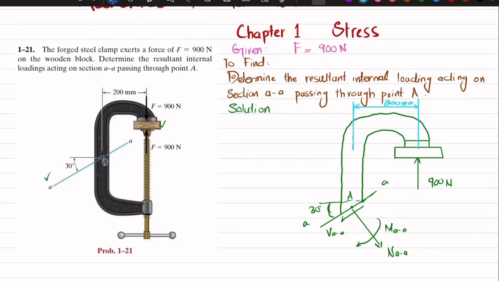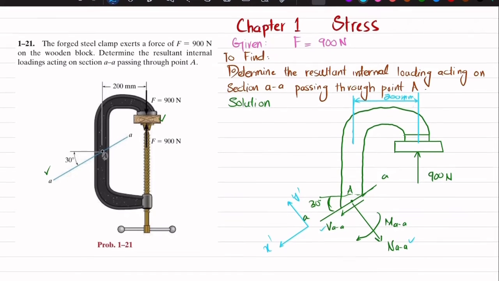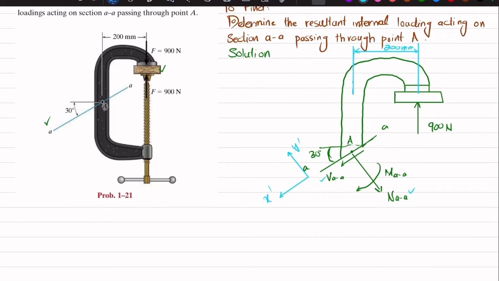Now we will take this as the x dash axis and this as the y dash axis, because the normal force and shear force act along these axes. We'll find the internal loading by using the equations of equilibrium. The first equation is that the sum of all forces along the x dash direction must be equal to 0, and force in this direction is taken as positive. This is the 900 Newton force.